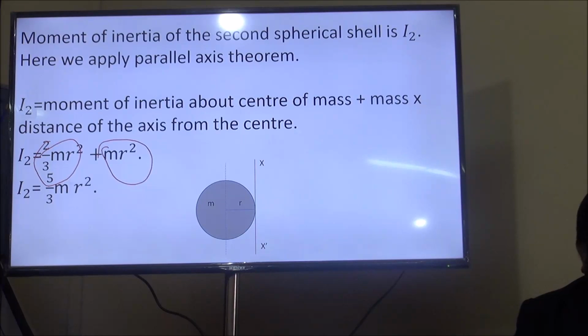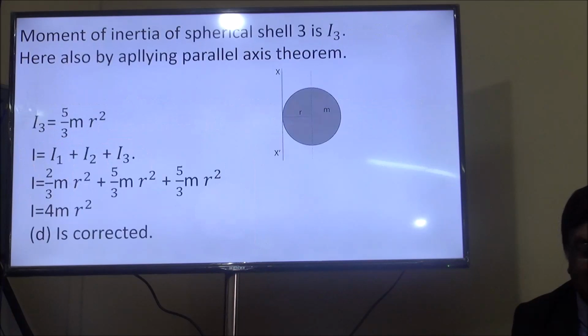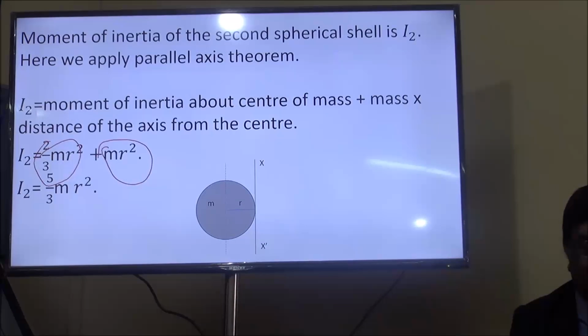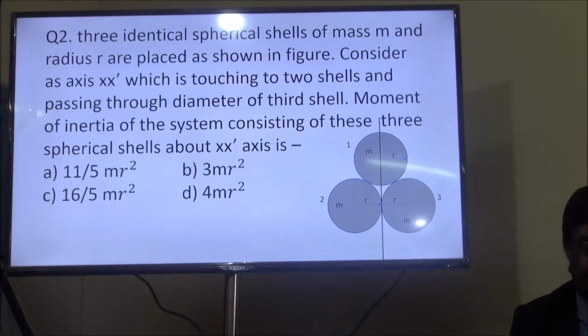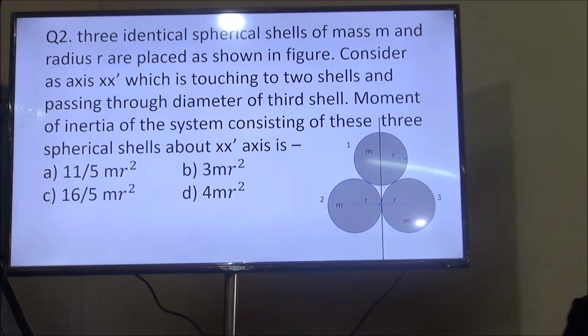This is for the one, and the same should be for the second one. 5 upon 3 mr square, I3. So we have got I1, I2, I3. And then we add up all the 3. When we add up all the 3, you get 4 mr square. Is it clear? So this is our answer to it. 4 mr square. Correct? That is option D. So this is how it is solved.